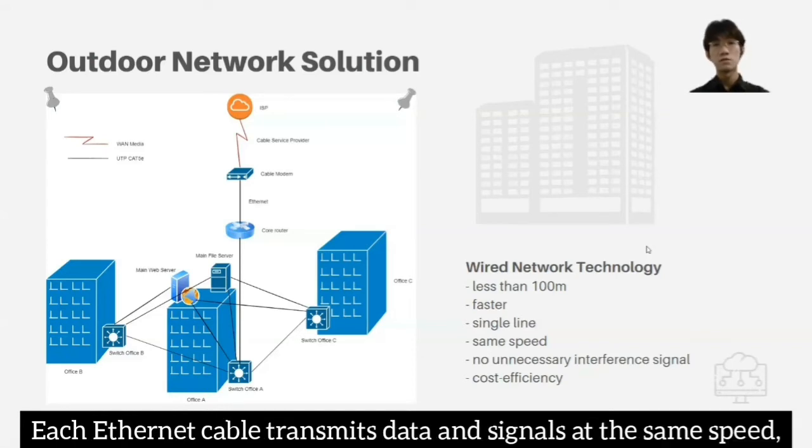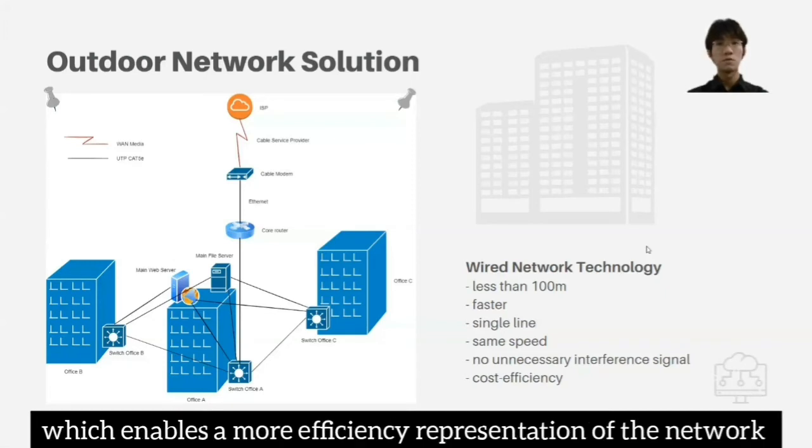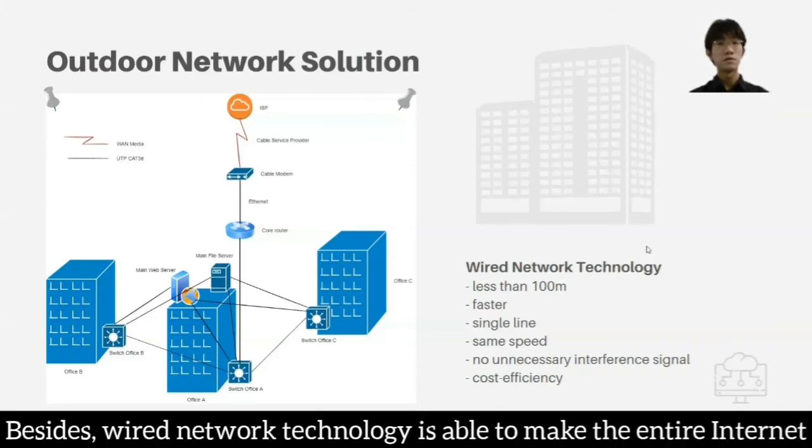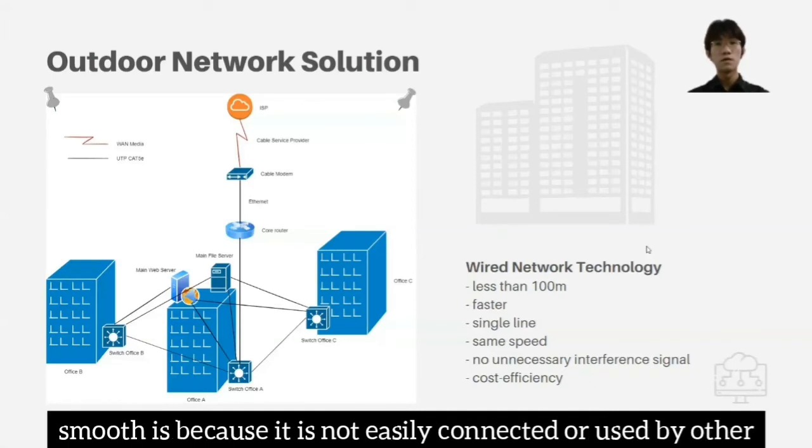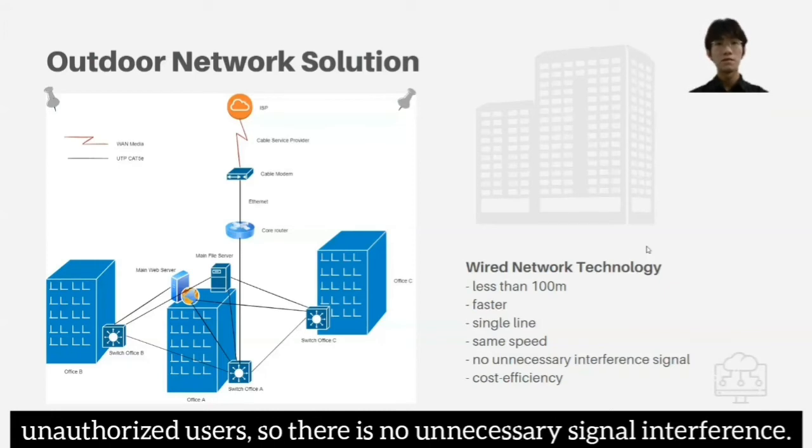Each Ethernet cable transmits data and signals at the same speed, which enables a more efficient representation of the network system in use. Besides, wired network technology is able to make the entire internet smooth because it is not easily connected or used by other unauthorized users. So there is no unnecessary signal interference.